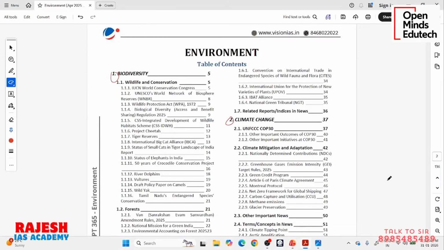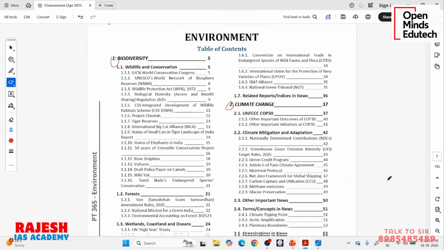So now see the structure again. Now you understand why there is biodiversity, because environment and ecology is a fully static part. There is not much current affairs part for that. All the current affairs part is from biodiversity and climate change.